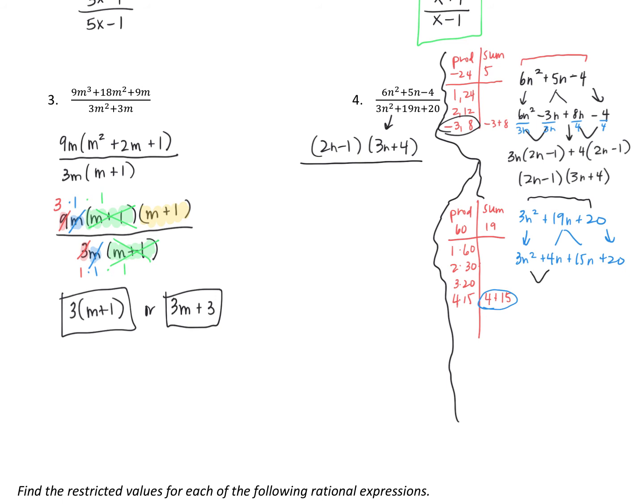Greatest common factor with the first pair is n. So that's going to be n times 3n plus 4. Bring down the plus. Greatest common factor with the next pair is 5. And then when I factor out the 5, I get 3n plus 4. So good sign that the parentheses match. So 3n plus 4 and n plus 5.